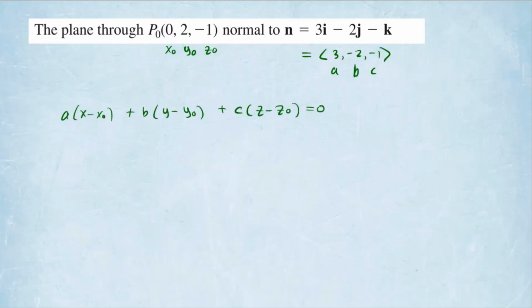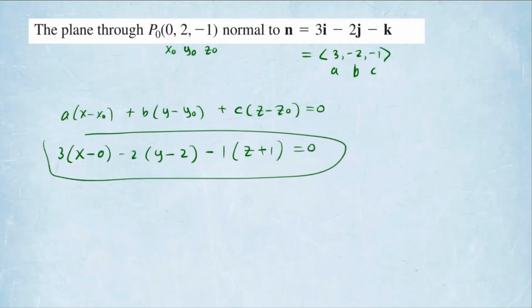Let's plug them in. So we know A is 3, so that's 3 times (x minus x0), x0 is 0. B is -2, so I'll just put a minus here, -2 times (y minus y0), that's 2. And then C is -1, so -1 times (z minus, also z0 is -1, so this is +1) equals 0. So this is our equation of the plane.